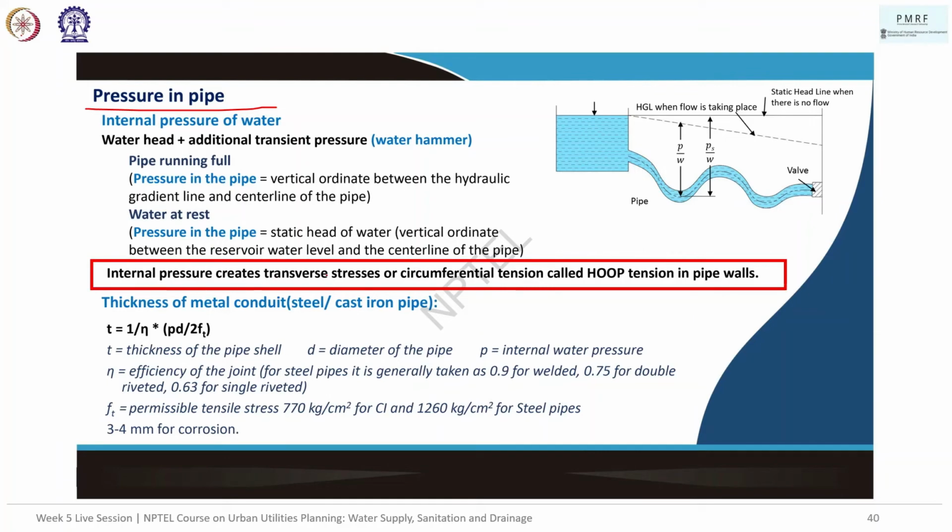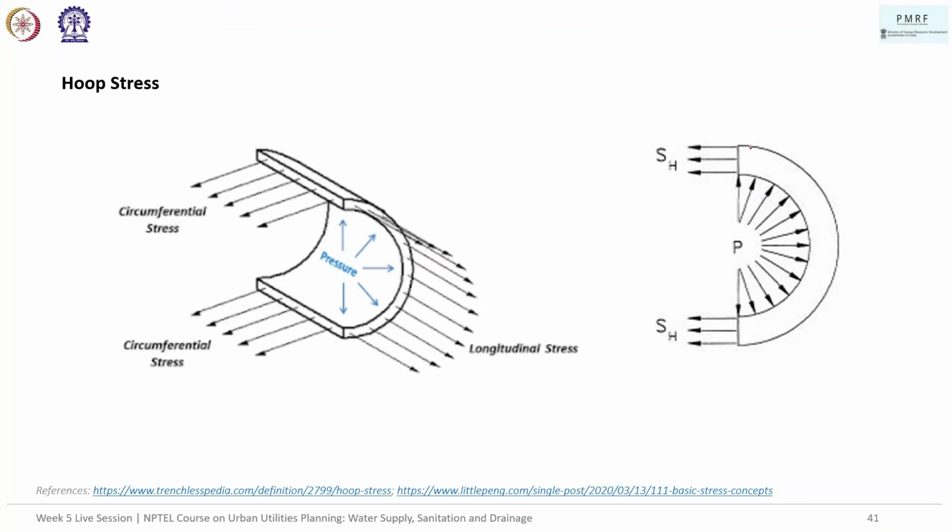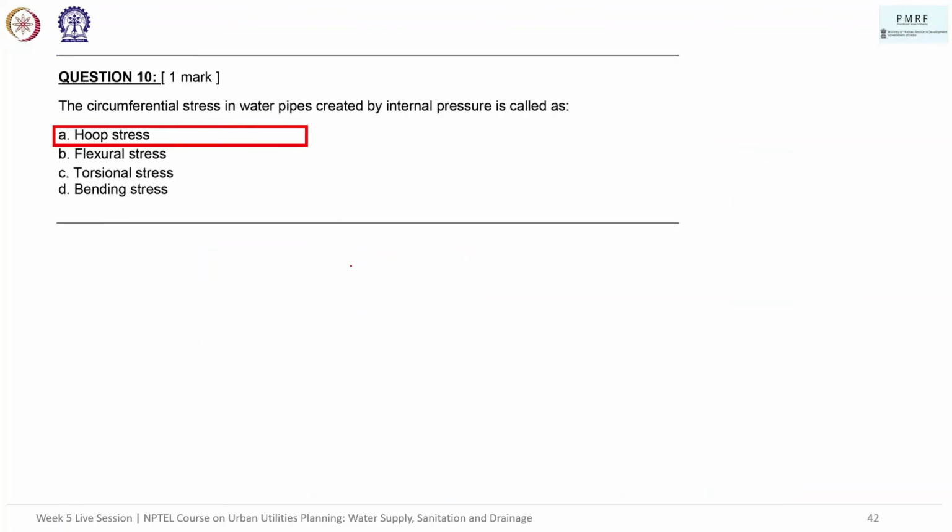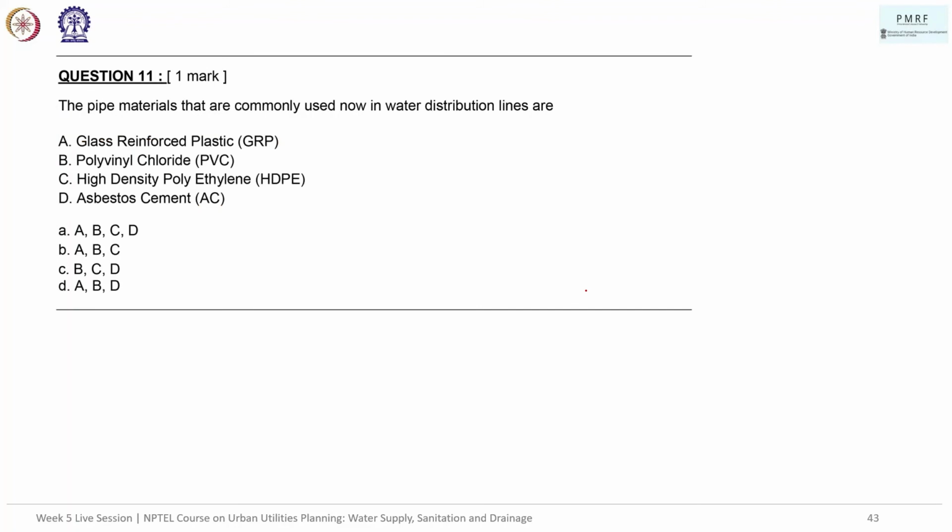In case of internal pressure, water creates a transverse stress or circumferential tension called hoop tension. So the answer is in fact A. The tension acts like this, so it's a circumferential tension. There are three types of tension that arise, but the particular stress that arises along the circumference is called hoop stress, right? It acts in this direction, tangentially throughout the circumference of the pipe. So the answer is hoop stress, right? Next question.